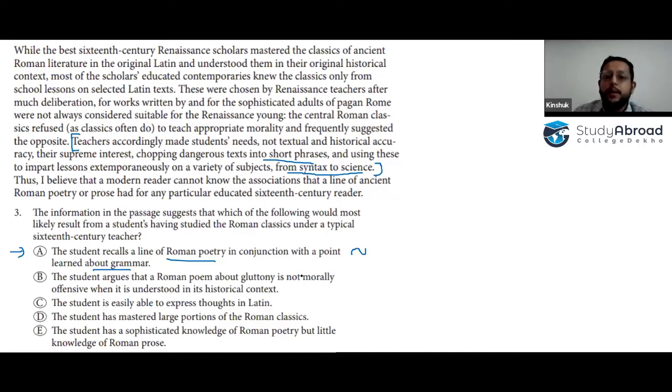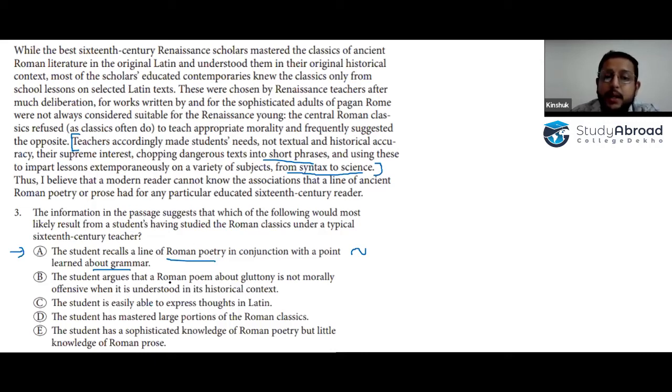So if we are able to eliminate every other answer choice, we'll still hold on to it. But if we find something that is more appropriate, that seems more connecting, then we'll consider that one. So now answer choice B. Answer choice B says the student argues that a Roman poem about gluttony is not morally offensive when it is understood in its historical context. Now see, the classics were already opposing these things, the moral points, right?